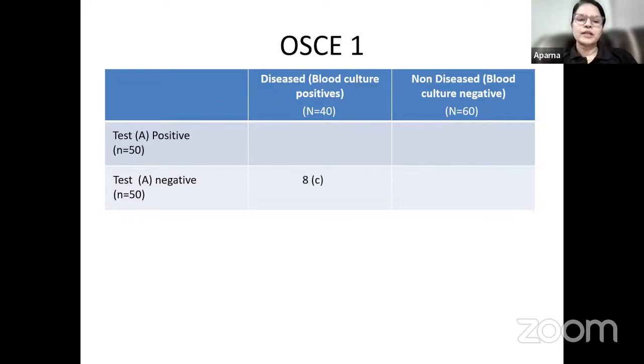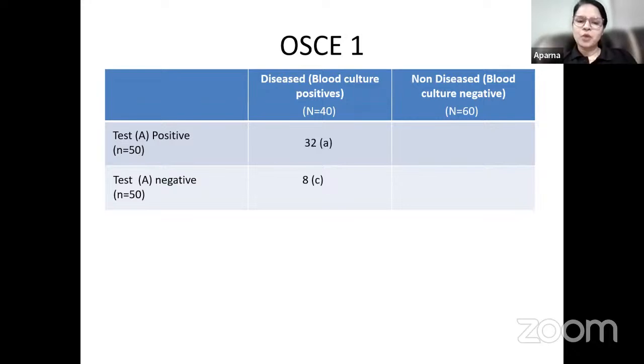Furthermore, we were told that 8 newborn babies who tested negative with the new test actually had culture positive infection. So this brings column C, which we have highlighted here, to become 8. So you populate the number 8 in this particular cell. So now let us see.